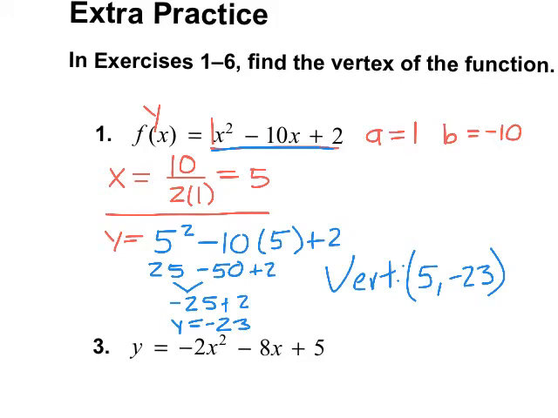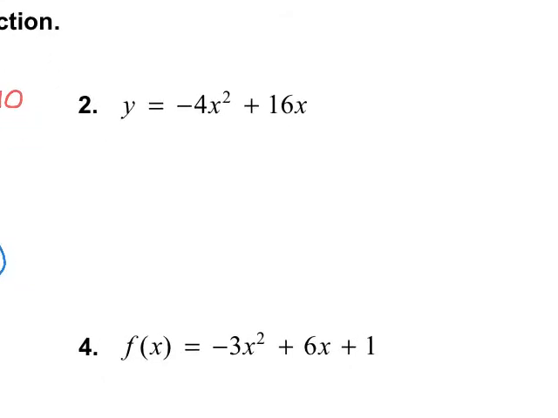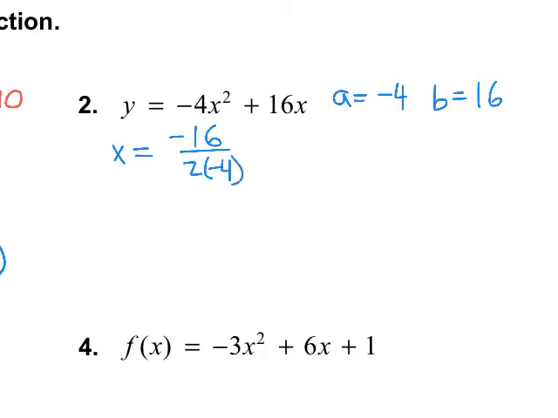Alright, let's look at one more together, and then I'll have you guys do some on your own. So on number 2, I need to identify a and b. So a is the number next to x squared, that's negative 4. B is the number beside x, that's 16. So then x equals negative b, so negative 16, over 2 times a, which a is negative 4. So on bottom, 2 times negative 4 is negative 8, and negative 16 divided by negative 8 is positive 2.